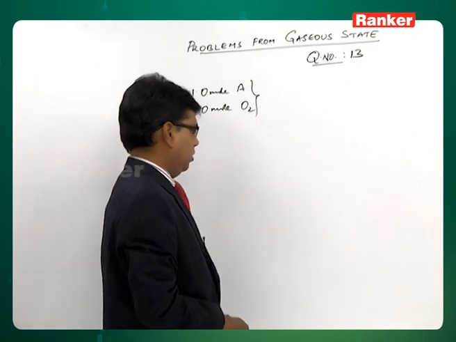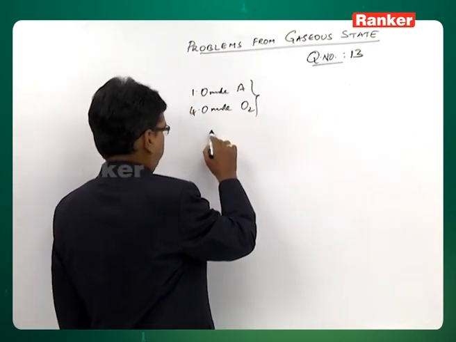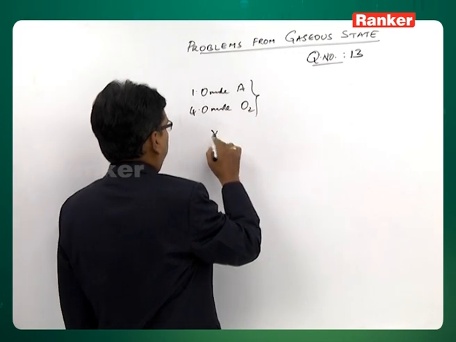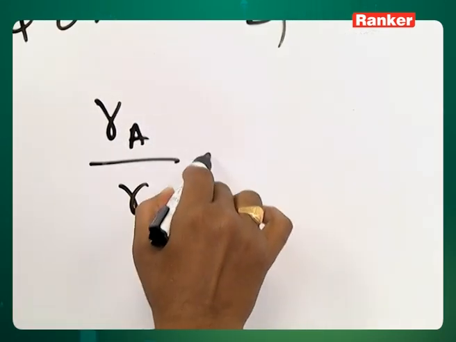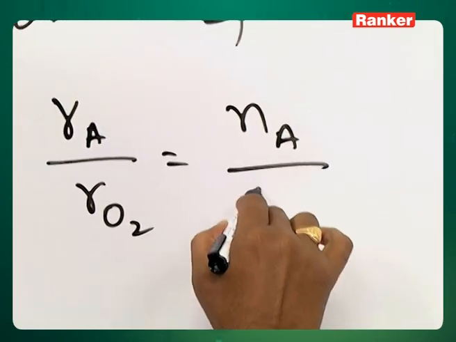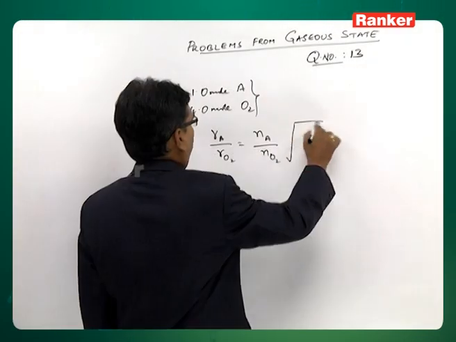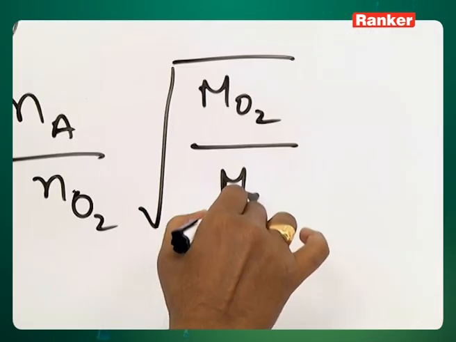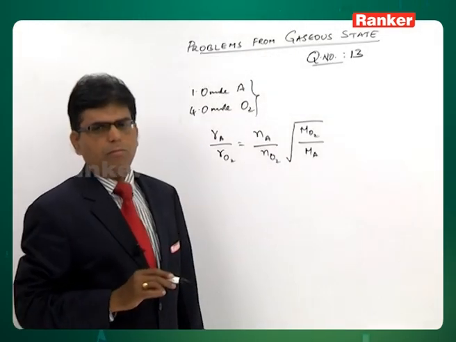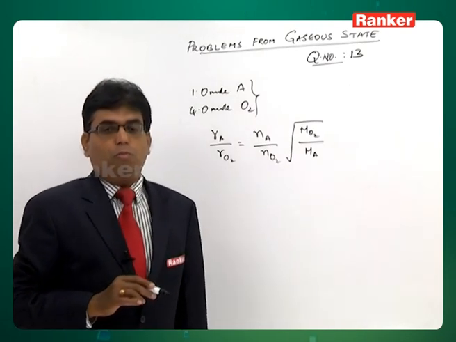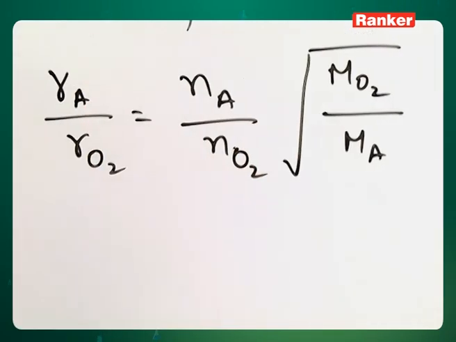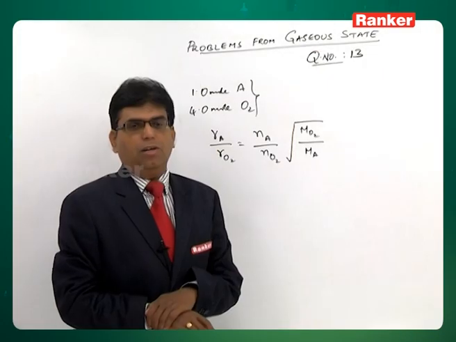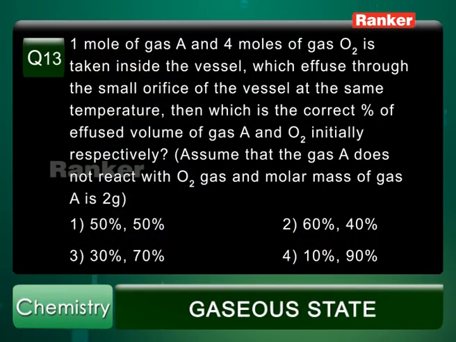So, it is a mixture of gases. When a mixture of gases is taken, again the ratio of rates of diffusion, or effusion, from the mixture is equal to RA by RO2 is equal to NA by NO2 into root over MO2 by MA. Now he asks what is the correct percentage of effused volumes of gases. So, here what we have to find out is the mole ratio. The gases effuse through a small orifice of the vessel at the same temperature, then which is the correct percentage of effused volume of gases A and O2.